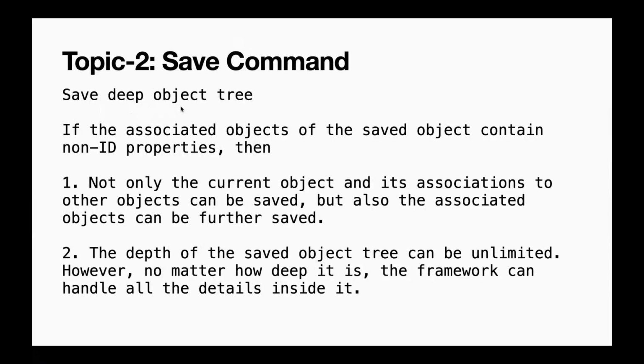Save deep object tree. If the associated objects of the saved object contain non-ID properties, then 1. Not only the current object and its associations to other objects can be saved, but also the associated objects can be further saved. 2. The depth of the saved object tree can be unlimited. However, no matter how deep it is, the framework can handle all the details inside it.